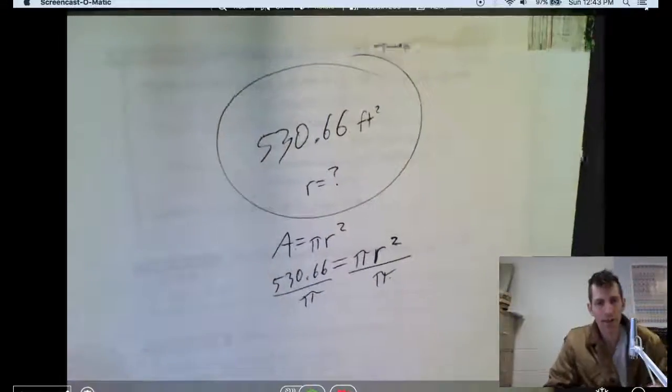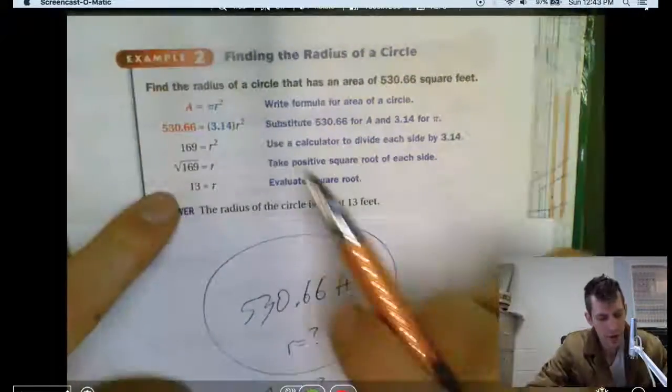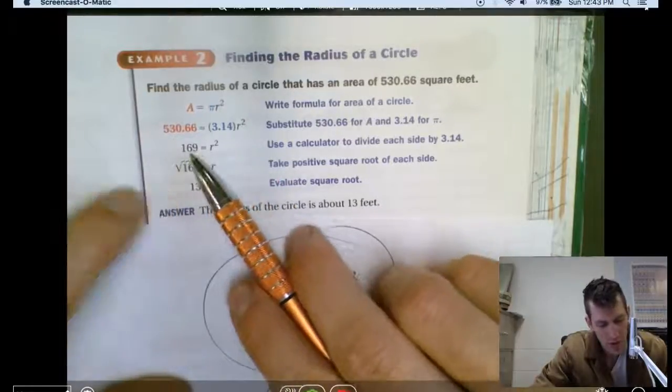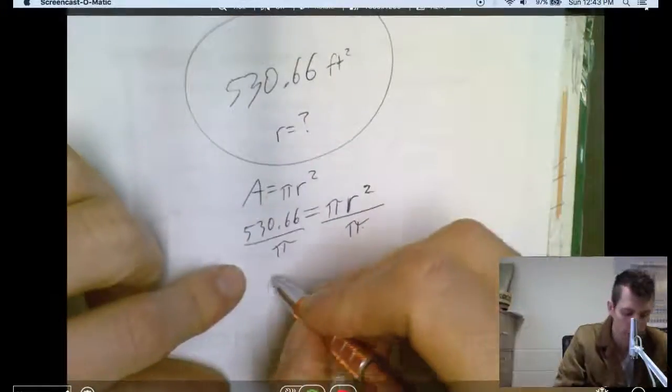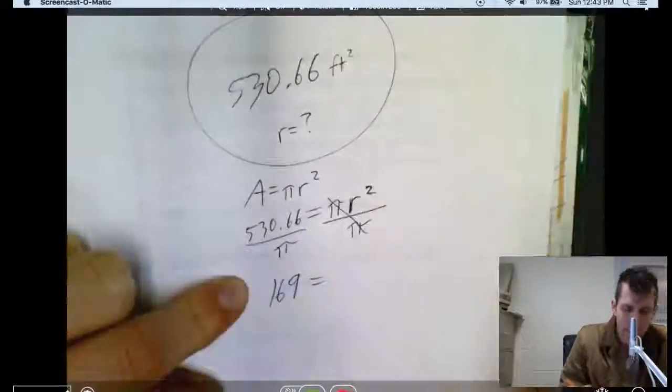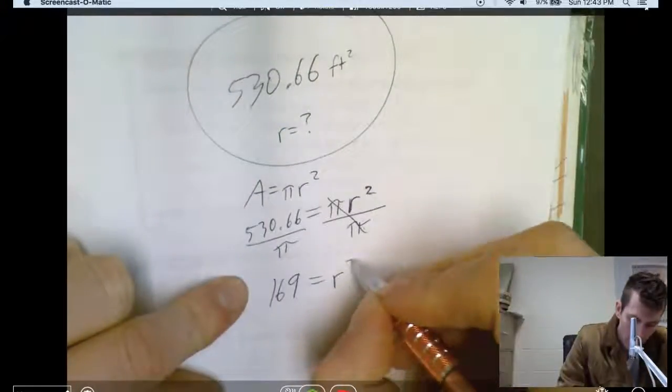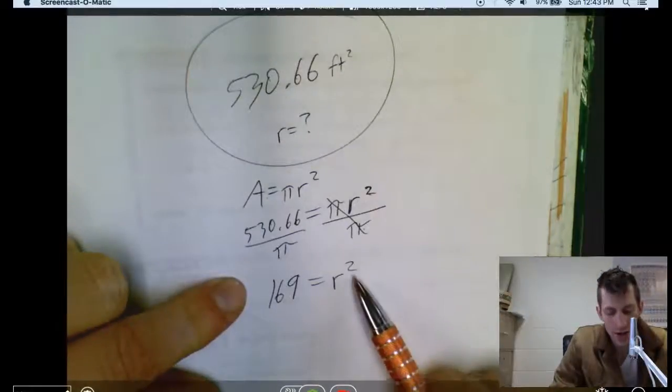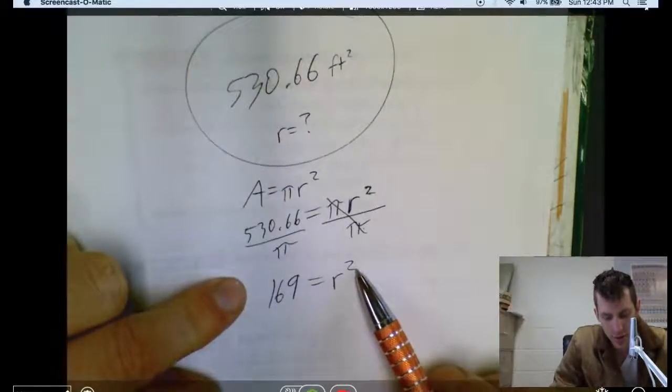530.66 divided by pi, I don't know that. I don't want to grab my calculator, so I think they have it on here. Ooh, 169. Okay, it's approximately 169. Equals, now that pi's have crossed out, we're left with r squared. Now, how do I undo a square here?